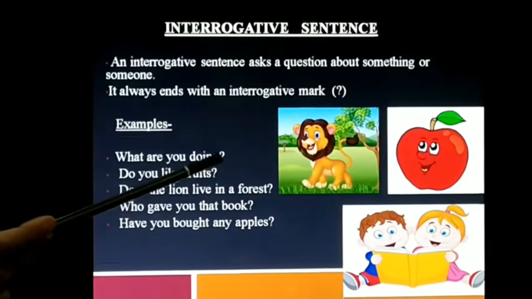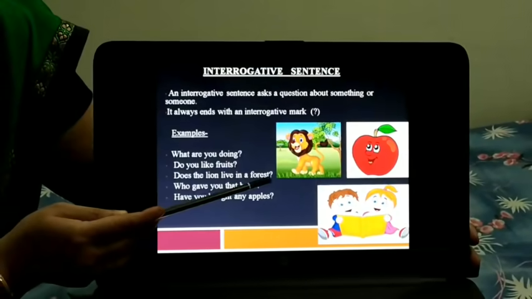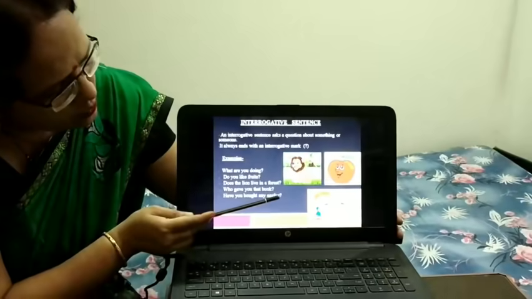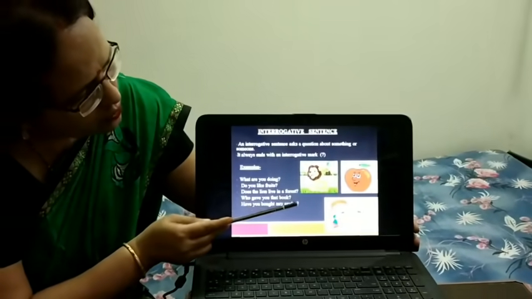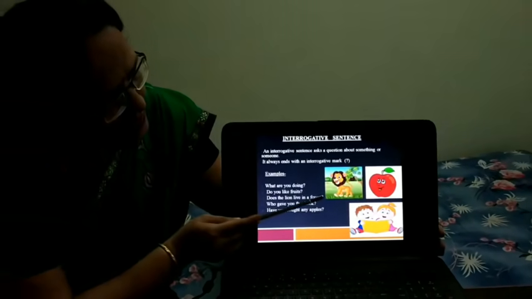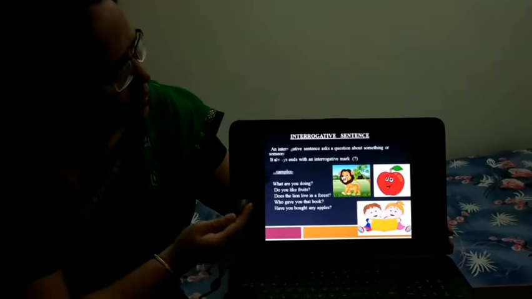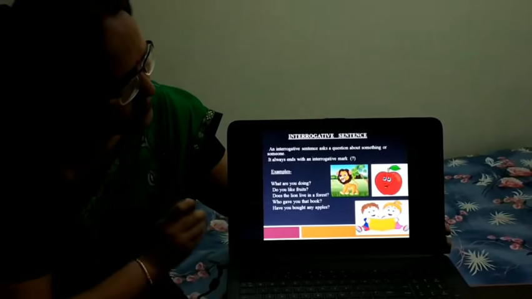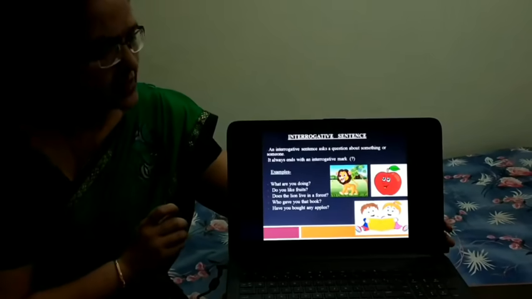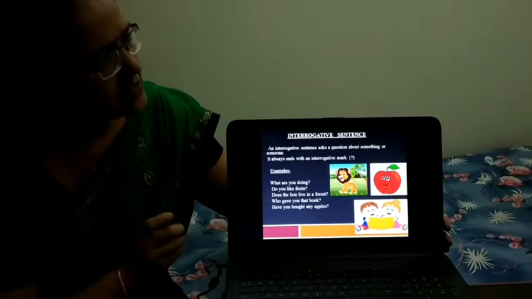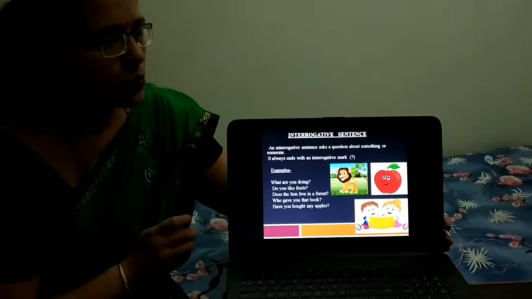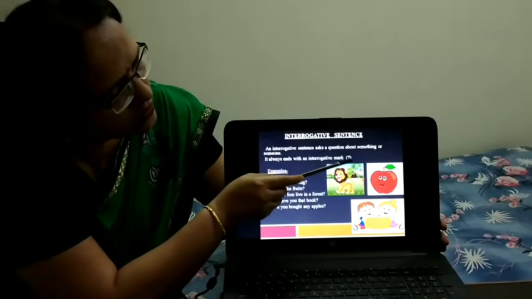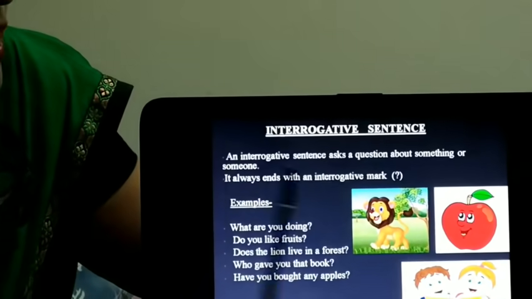Here, in the first one also there is a question mark. Second one also, third example also, fourth also, and fifth one also there is a question mark. So in the question, you have to put the question mark at the end of the question. An interrogative sentence asks a question about something or someone. It always ends with an interrogative mark. Interrogative mark is also called a question mark. Can you see the sign of a question mark here? Yes. Now let's move on to the third one.